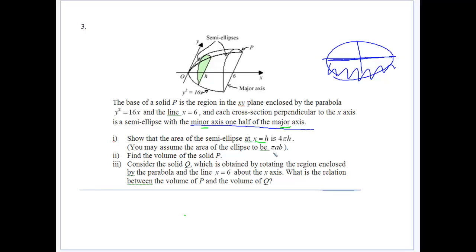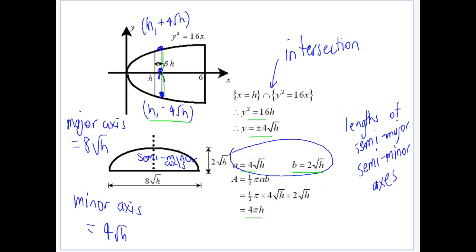So remember that the area of an ellipse is pi AB. So what we need to do is get A and B, our minor and major axes, into that equation. So we've got to manipulate it. We're going to look at our diagram here, and if that's going across h, then that would be 4 root h there and minus 4 root h in this direction. So that means our semi-major axis there would be 8 root h.